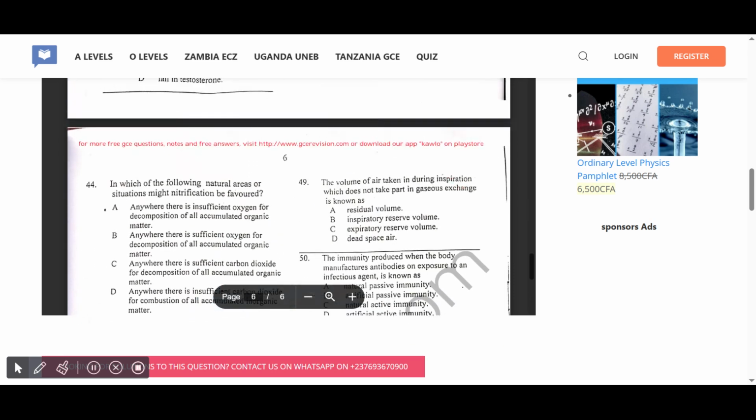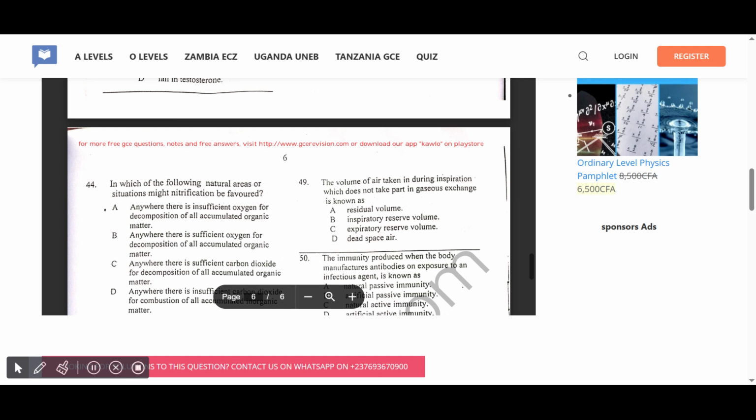Question 49. The volume of air taken in during inspiration, which does not take part in gaseous exchange, is known as? The answer is D. Dead space air.